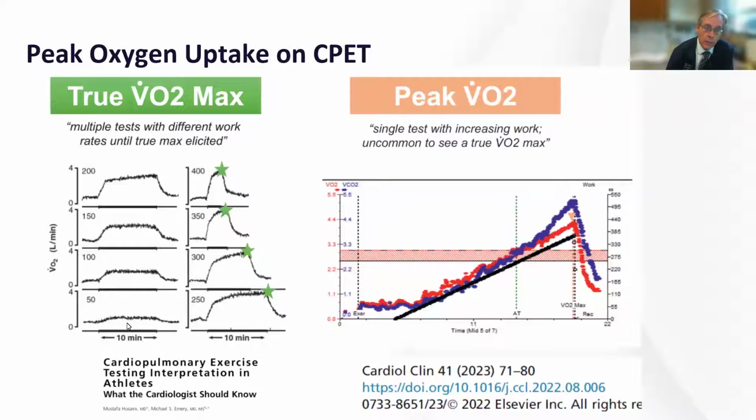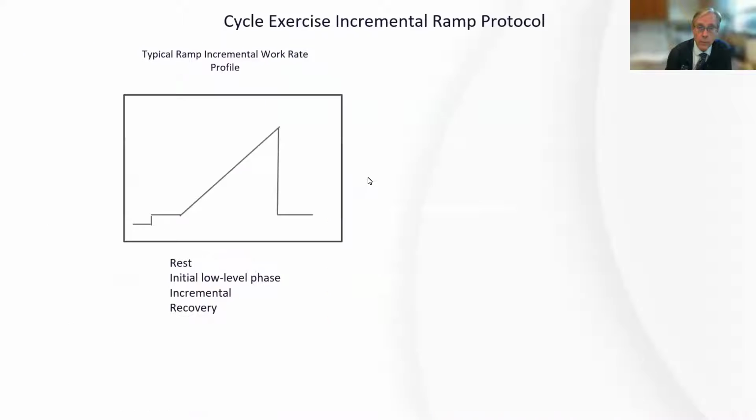So what they've got here is they start out below AT, 100, 150, 200 watts, and these are constant work rate exercise. And then when they get up to 250, 300, 350, 400, you can see the exercise time shortens, but the peak oxygen uptake is the same across all of those. So that's a true oxygen uptake maximum rather than a peak oxygen uptake. So I'm going to use the word peak oxygen uptake, and that's what I mean. There's never any guarantee that you actually have a true maximum during a test for a variety of reasons, and we'll talk about that a little more later.